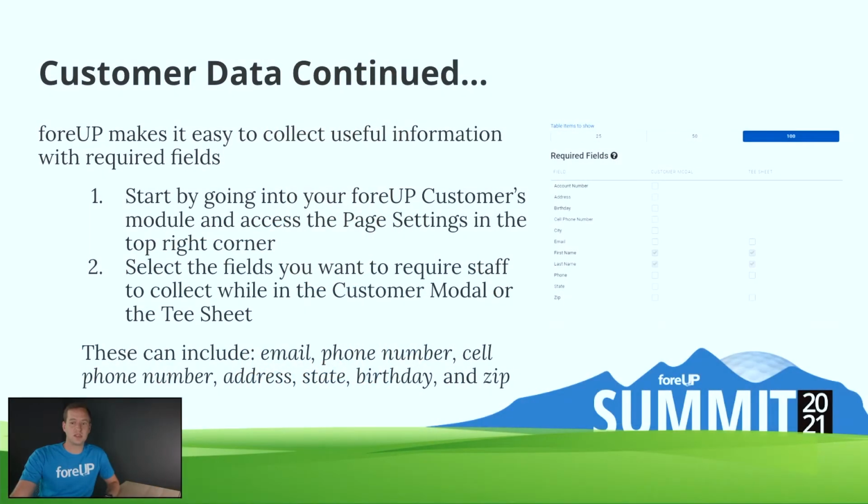This is pretty easy. Within the customers module, you can go to your page settings, and you can control, either from the customer module or from the T-sheet, what information you're requiring your staff to get or to save. These can include email, phone number, cell phone number, address, state, birthdays for those birthday clubs, and zip codes if you want to know the general locations of where people are coming from to play your course.